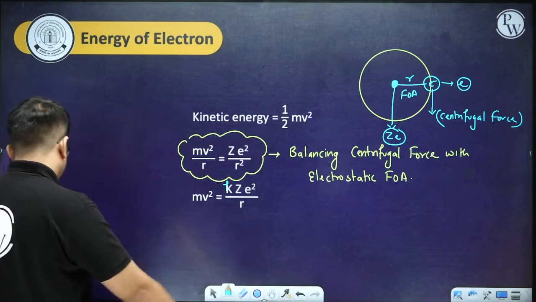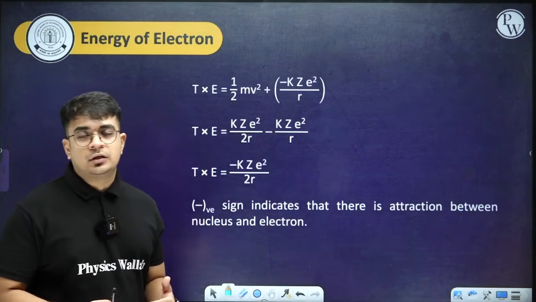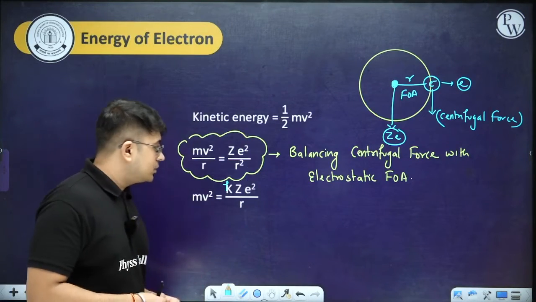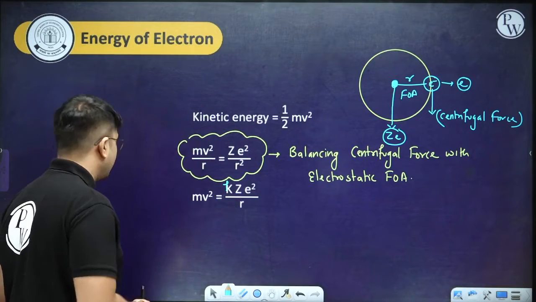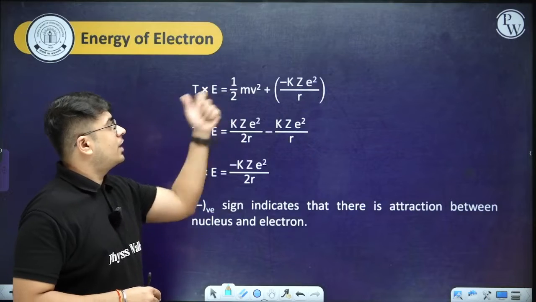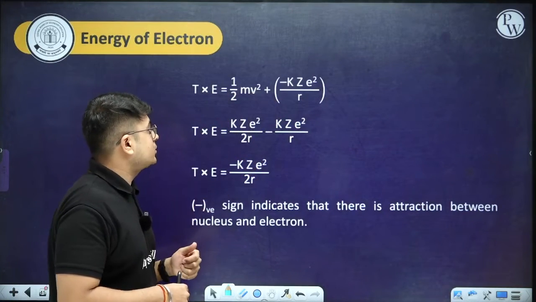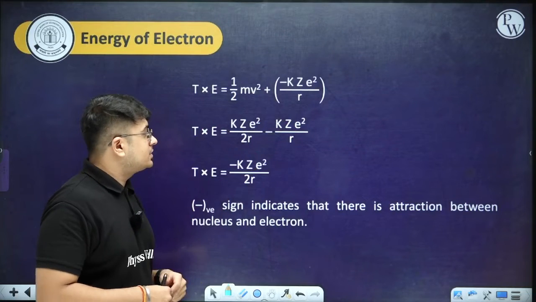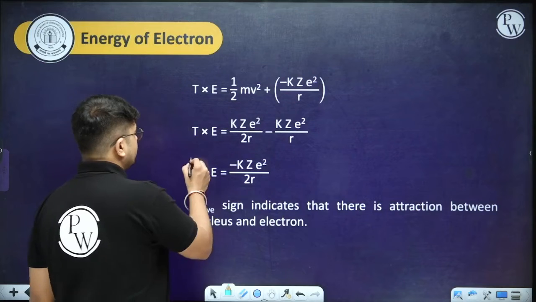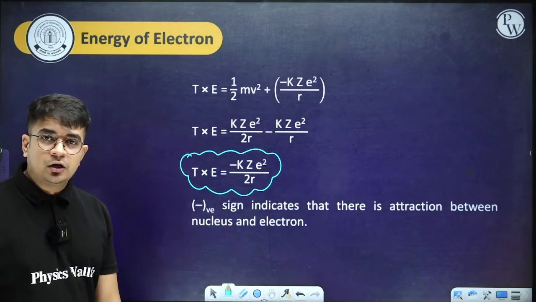If I am multiplying it with the entire part of half, that will be half of the value of kZe square over r. So that is the basic part related to the entire portion. Now from that, the total energy will be half mv square plus potential energy. This value comes out as kZe square over 2r minus kZe square over r. If you solve this entire part, the total energy will be minus kZe square over 2r.